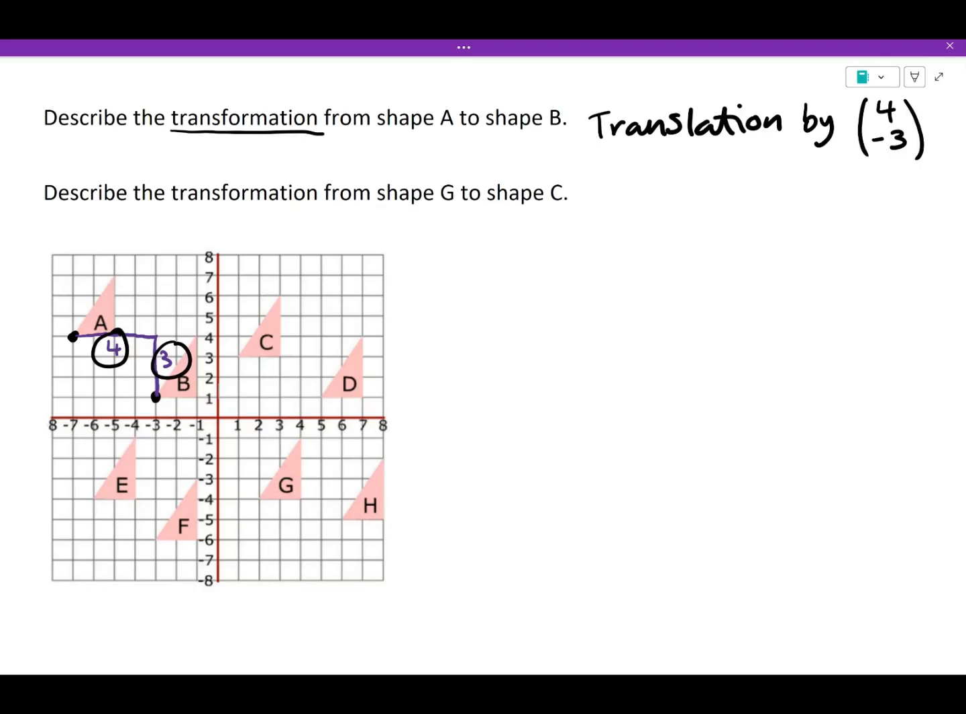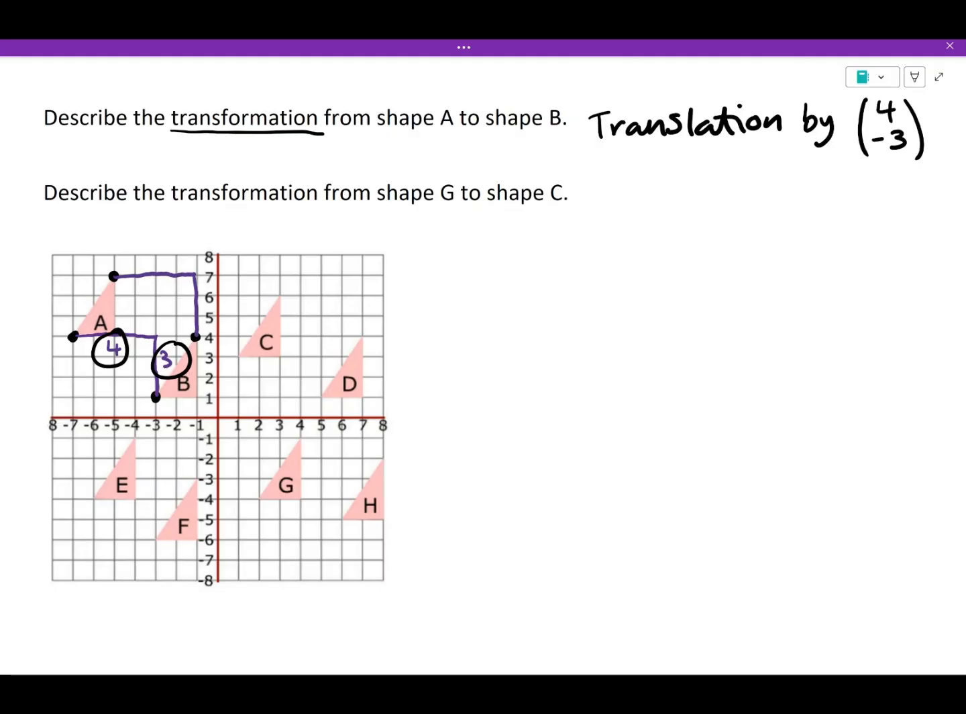And that movement of 4 and negative 3 should work for any pair of corresponding vertices. So if we took the vertex at the top here and the vertex at the top for B, well, if I went 4 to the right and then 3 down, you can see I end up on that vertex. So let's move on to our second question.